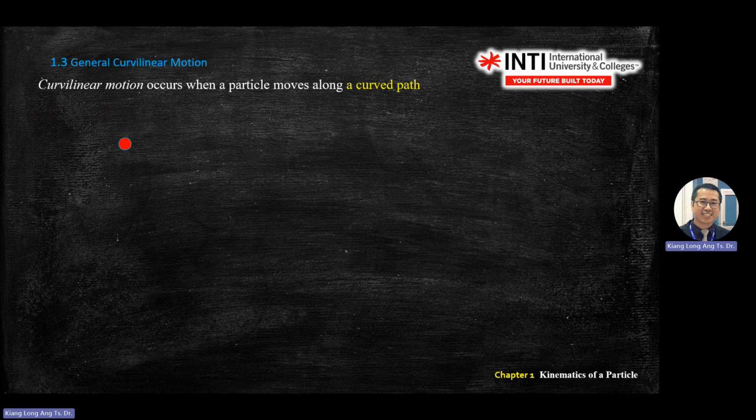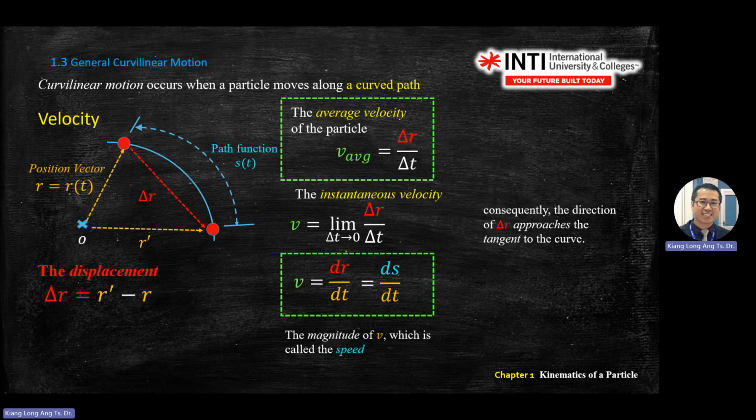Same with the acceleration. Acceleration means you take this one and differentiate with t. Before we move on, velocity: how do you draw velocity on the curve? For curvilinear motion, remember the green color arrow. This velocity will always be tangent to the curve.